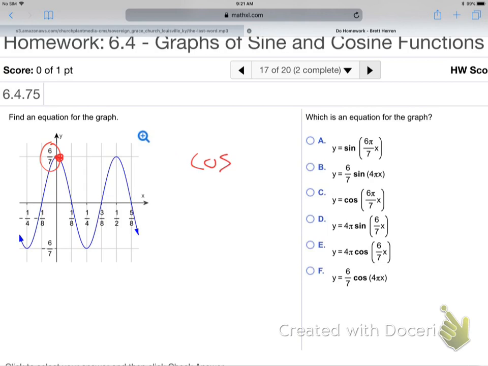There's only one of those that's positive cosine, right? Positive 6/7 cosine, I should say. Because the 6/7 is the amplitude, so it's got to be that one. I didn't even bother to find what the period is. I didn't need to. They made the multiple choice so easy. It's the only one that's positive 6/7 cosine.